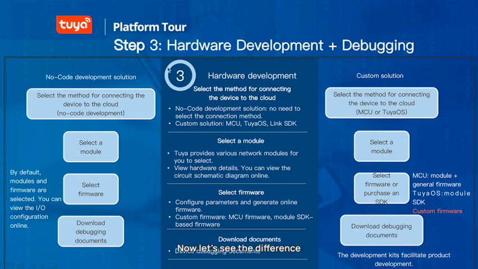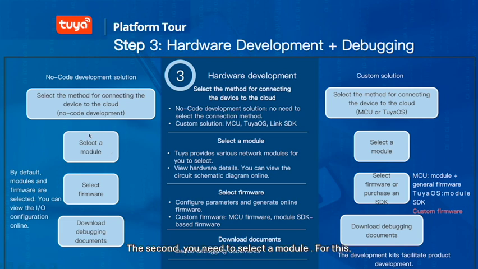Now let's see the difference. For the no-code development solution, you need to select the method for connecting the device to the cloud. It is no-code development, but for the custom solution, there are two options, MCU SDK or Tuya OS SDK.